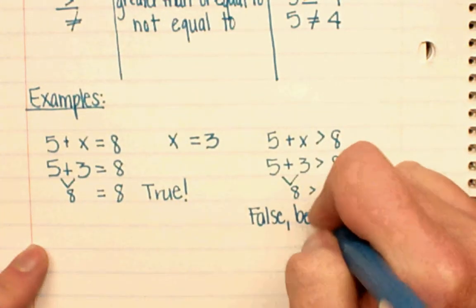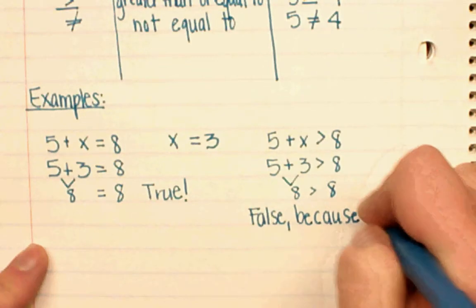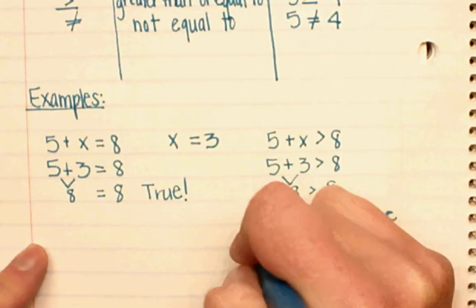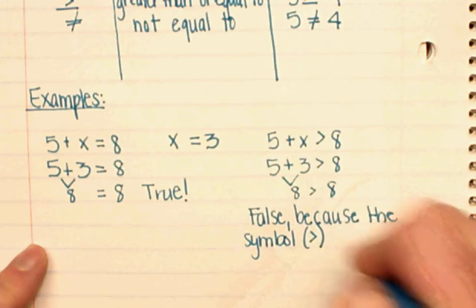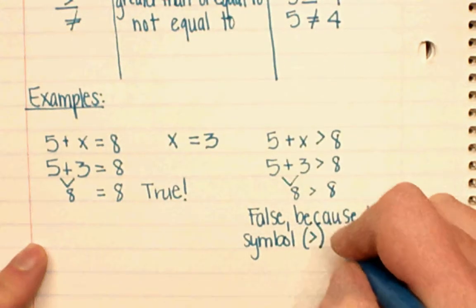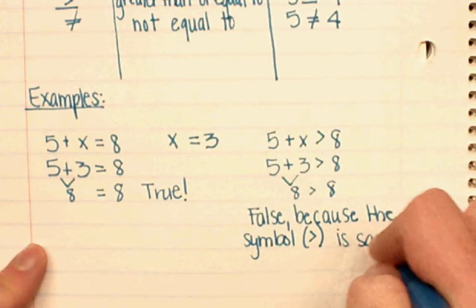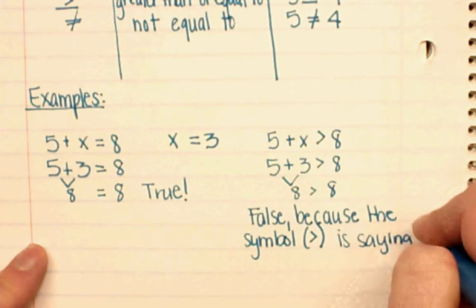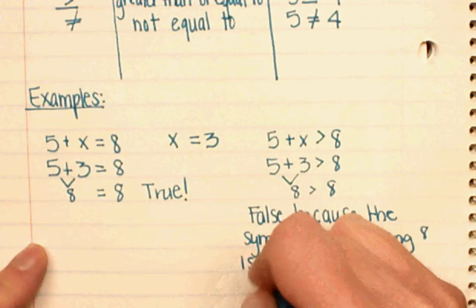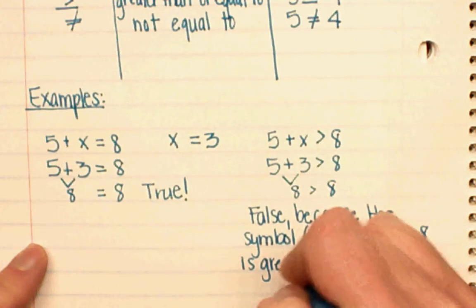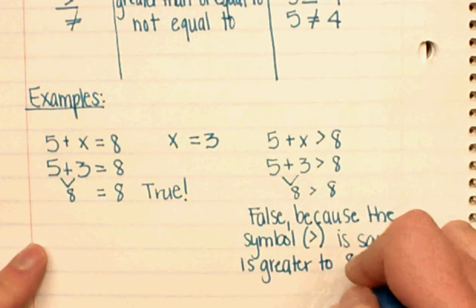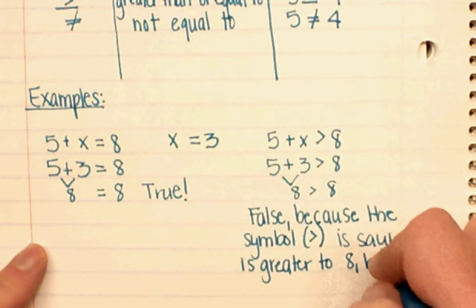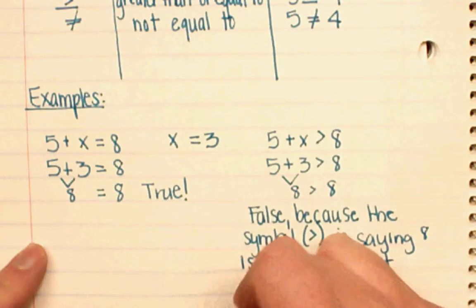Because the symbol, which is this one, is saying 8 is greater than 8, but that's not true. They're actually equal.